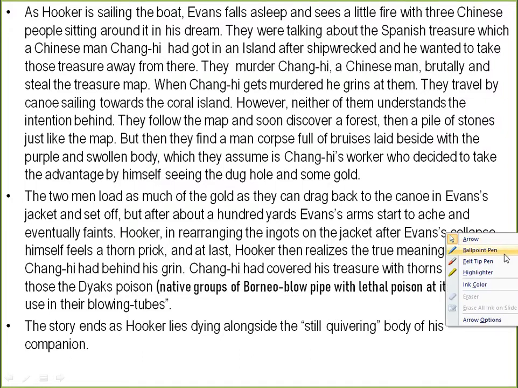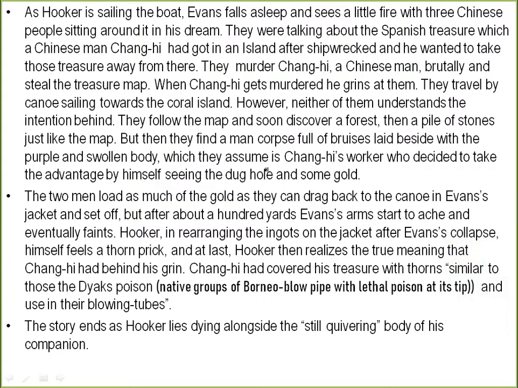But then they find a man's corpse. एउटा मान्छेको त्यहाँ के हुन्छ, लास पनि तिनीहरूले के गर्छन्, भेटाउँछन्. Full of bruises and laid beside with the purple and sullen body. जो के हुन्छ brutally killed भएको हुन्छ, उसको बडी सुन्निएको हुन्छ. Which they assume as Chang Hi's worker. सायद च्याङ हिजको वर्कर हुन सक्छ, जसले एक्लै त्यो डायमण्ड अथवा ट्रेजर्सलाई खन्न आएको हुन सक्छ.